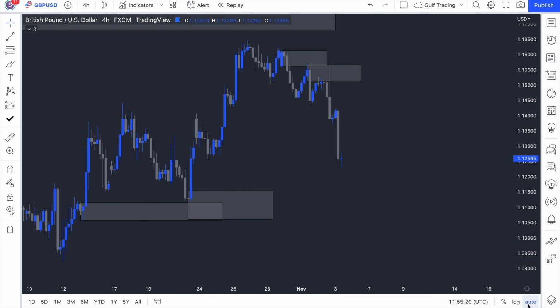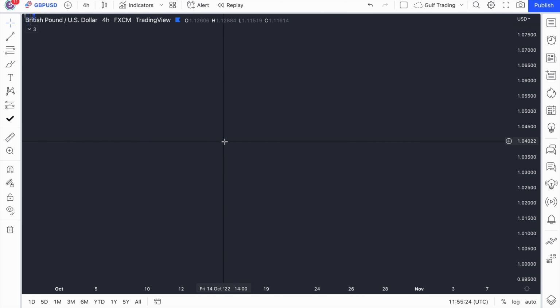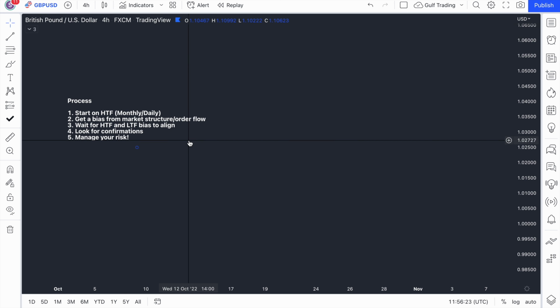So as always, I'm going to do a little textbook setup kind of thing, and then go into a chart example. So here is the step-by-step process that I use when carrying out top-down analysis on a pair. I'm going to start off on the high time frame. For me, this is the monthly or the daily.